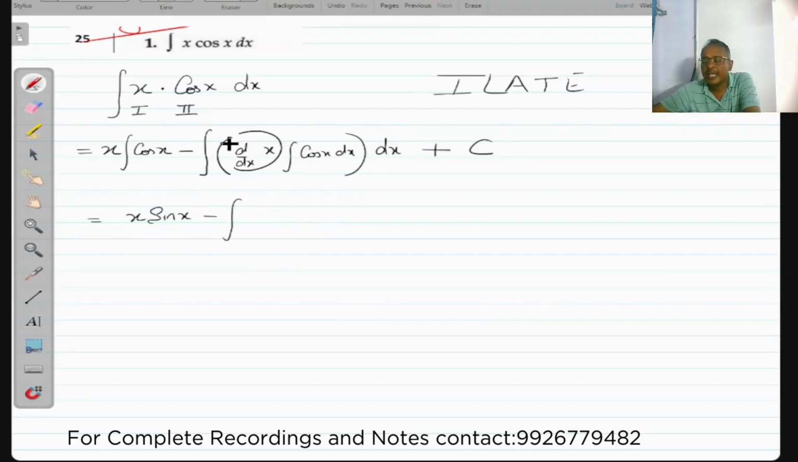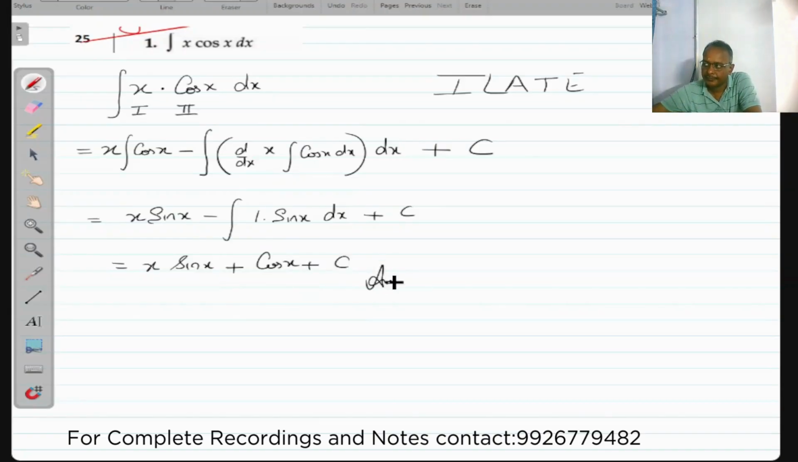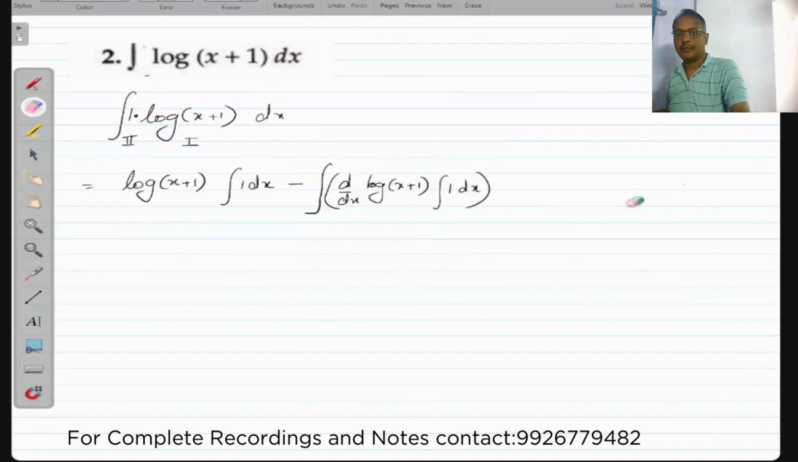d by dx of x is 1. Integral of cos x is sin x. There is one more dx. Final answer is x sin x. Integral of sin x is minus cos x. And that's the answer. Simple. Okay.